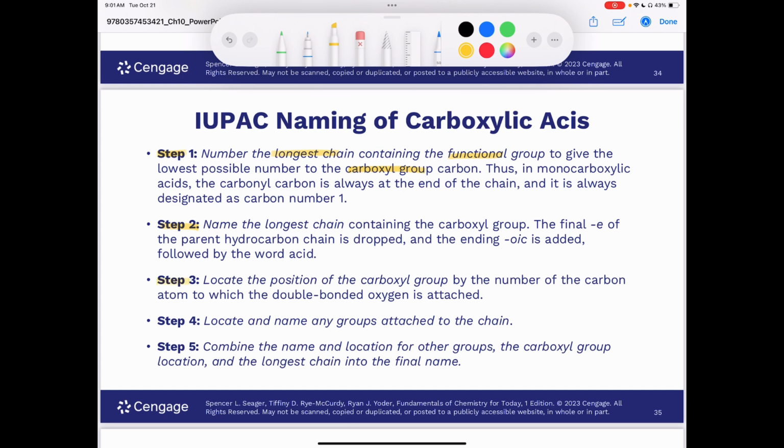You're going to locate the position of the carboxyl group by the number of the carbon atom to which the double bonded oxygen is attached. Then you're going to locate and name any other groups attached to the chain, so a methyl or an ethyl or a chloro, bromo, fluoro, etc. You're going to combine the name and location of other groups, the carboxyl group location, and the longest chain into the final name. So what's the best way to master this? Really, these rules can be a little daunting when you look at them, but if you practice them, you will get good at naming carboxylic acids.